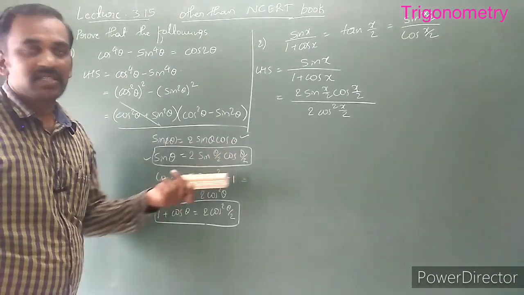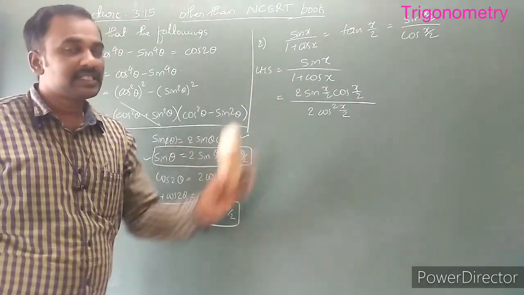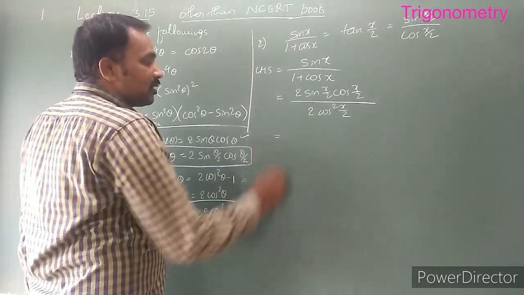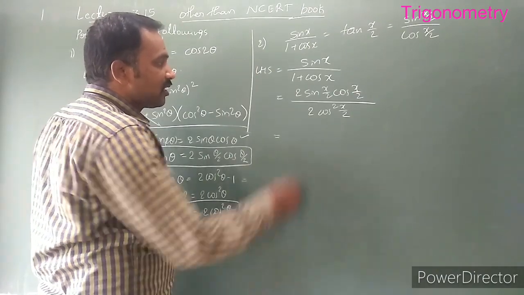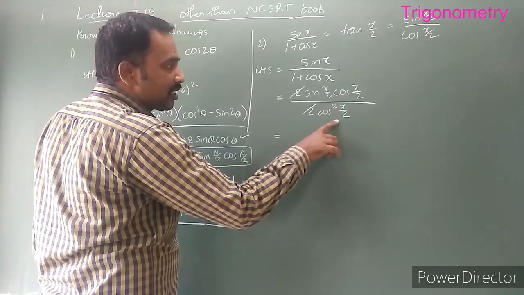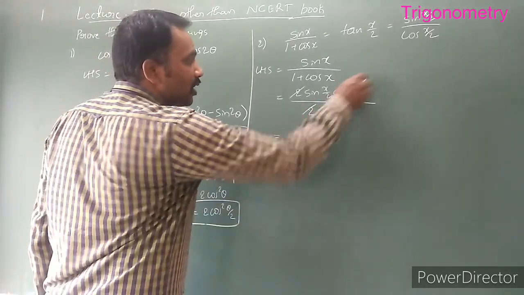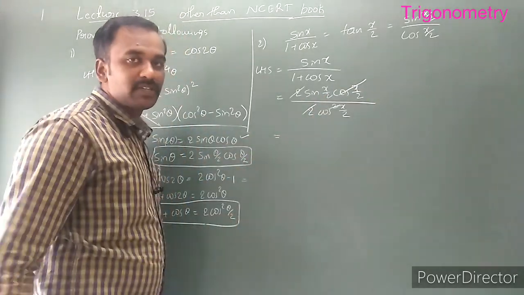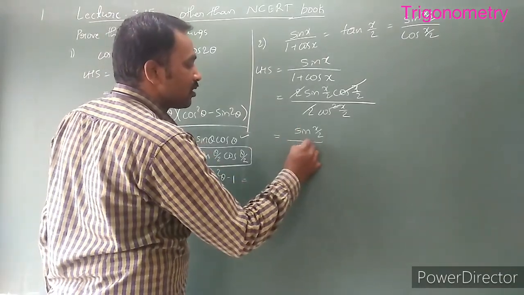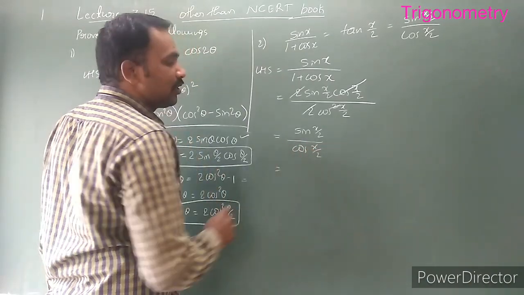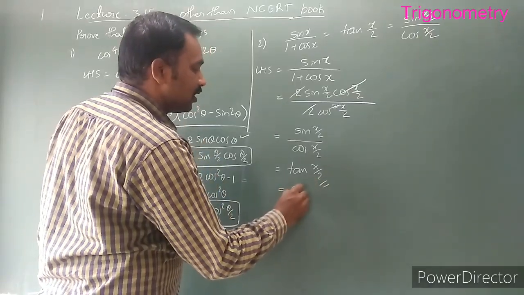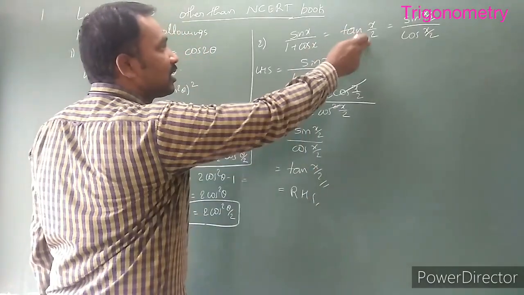How do we get this idea? If you know the formulas, then only you can get the idea; otherwise it is not possible to solve the problems. Will any term cancel? Check it. Here we can cancel the 2. Denominator cos square x by 2, numerator cos of x by 2. One cos x by 2 will cancel. What is the remaining value? Sin of x by 2 divided by cos of x by 2, which is nothing but tan of x by 2. Hence I got the required RHS.